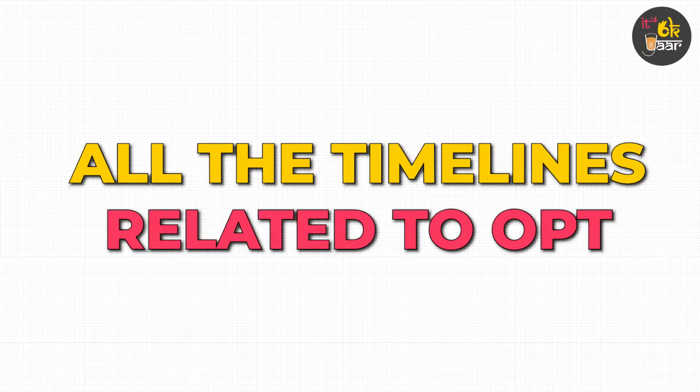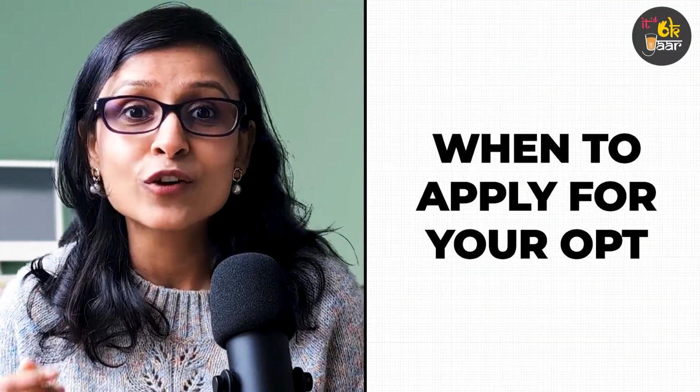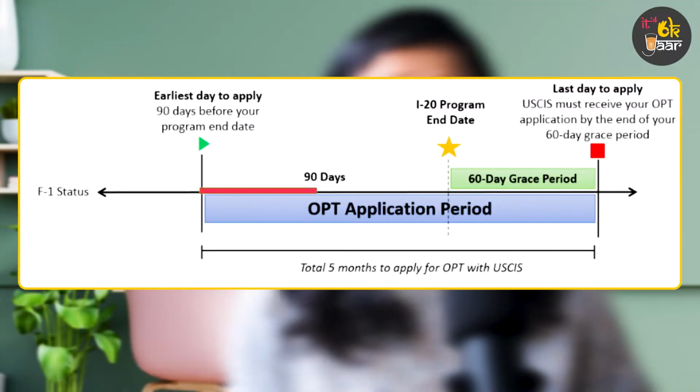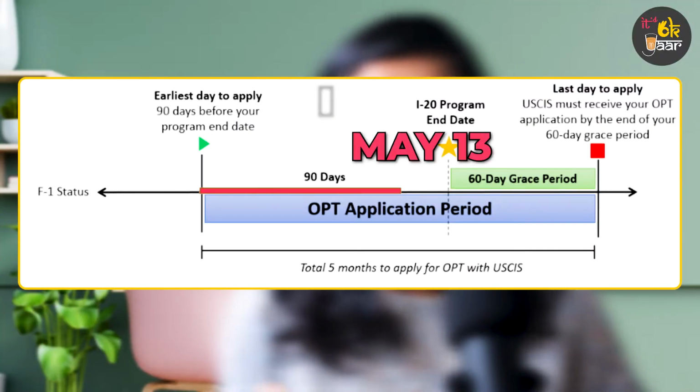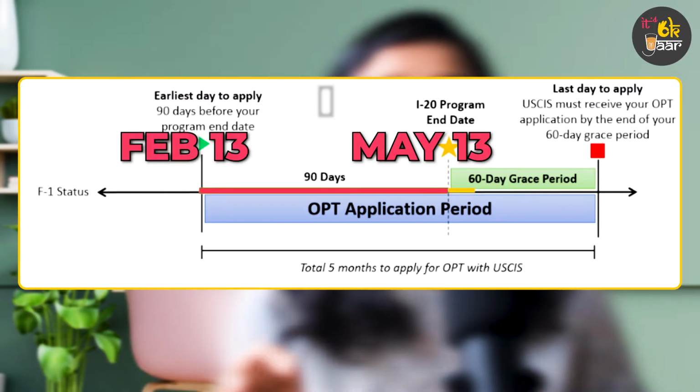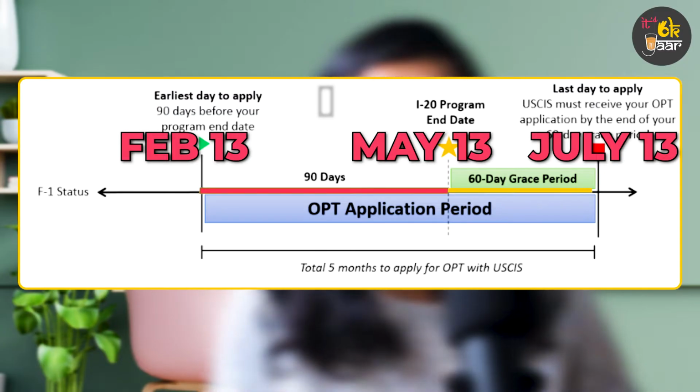Now let's discuss the most important part of this video, all the timelines related to your OPT. The first timeline that we will discuss is when to apply for your OPT. According to USCIS, you can apply for your OPT 90 days before your graduation date or 60 days after your graduation date. So for example, suppose you're graduating on May 13th, you can apply for your OPT 90 days before that, that is after February 13th, or 60 days after your graduation, that is until July 13th.